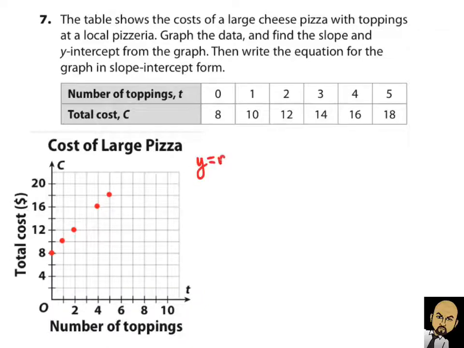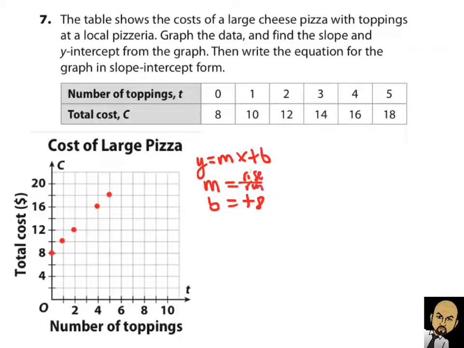The next thing we want to do is make sure we write the equation in the form of y equals mx plus b. So we have to come up with the slope, and we have to come up with the y-intercept. Let's look at the y-intercept from a table. That's going to be when x is 0, y is going to equal 8. In this case, they're using t and c, but that means our y-intercept is going to be 8. You can also look at the graph, and if you look at your graph, your y-intercept is also 8 when the x value is 0.